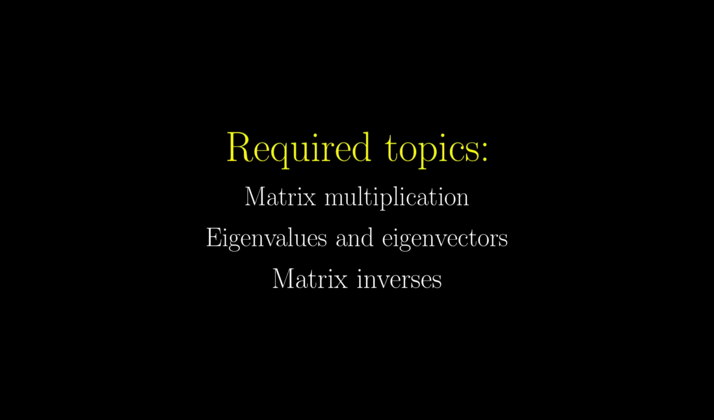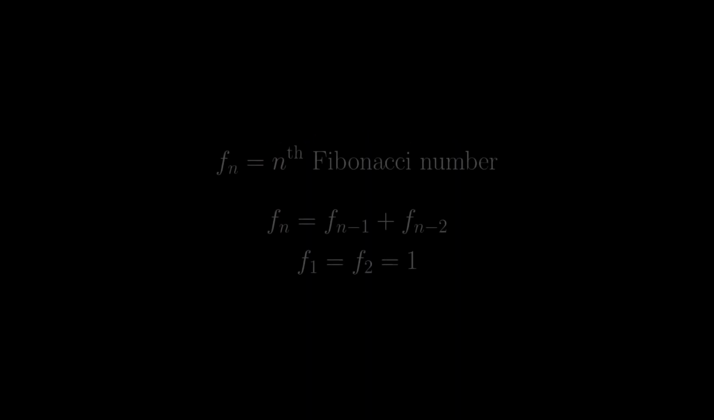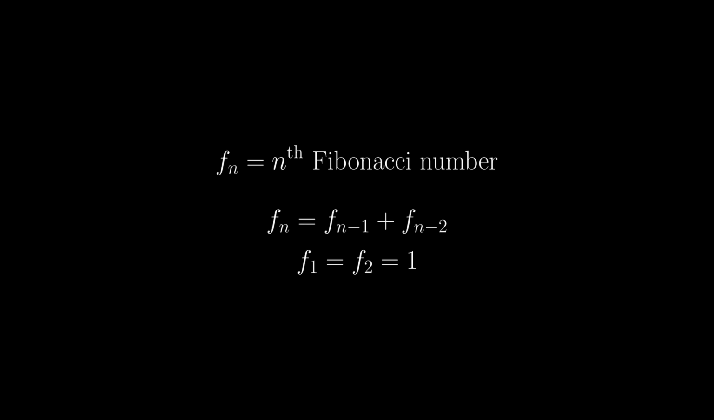Since you have come here, I assume you have already known quite a bit of linear algebra. And as convention used throughout this video, we are going to use Fn to denote the nth Fibonacci number, which satisfies the recurrence relation and the initial conditions.